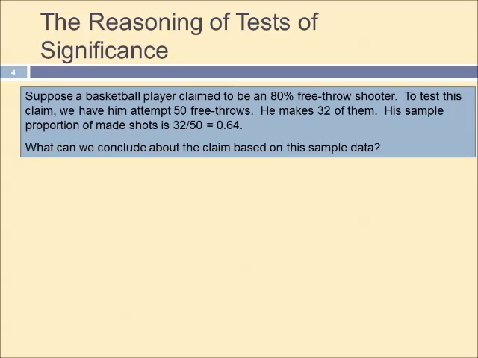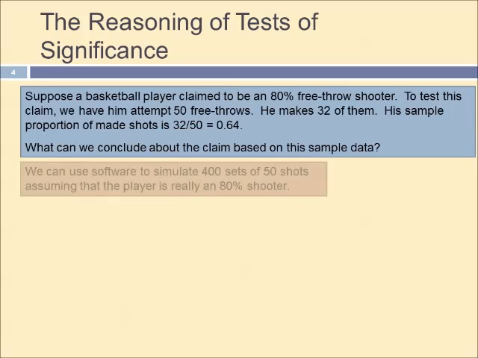Okay, so the reasoning behind all of this. Suppose a basketball player claims to be an 80% free throw shooter. To test his claim, we have him attempt 50 free throws. Suppose he makes 32 of them. His sample proportion of made shots is 32 over 50, or 64%. So, what can we conclude about the claim based on this sample?